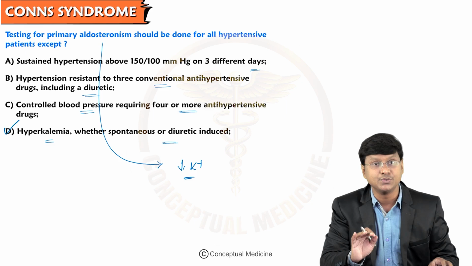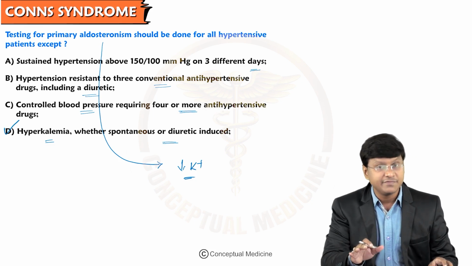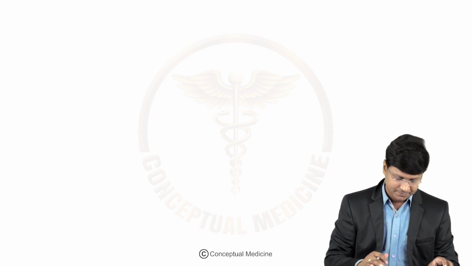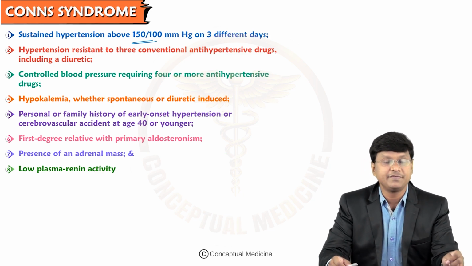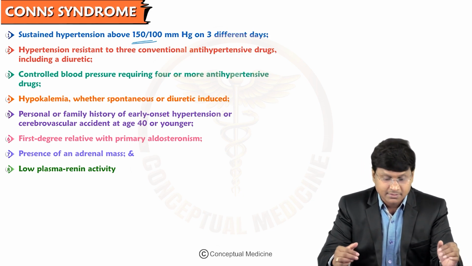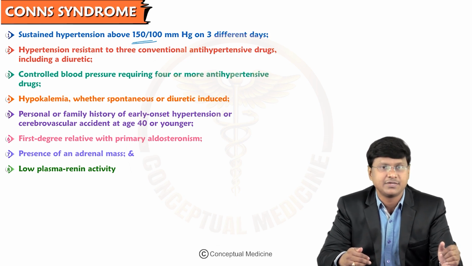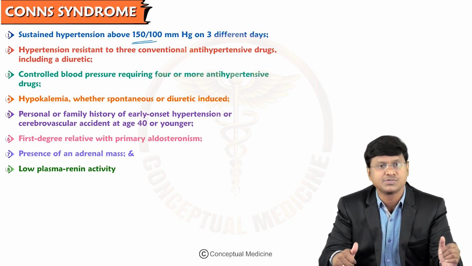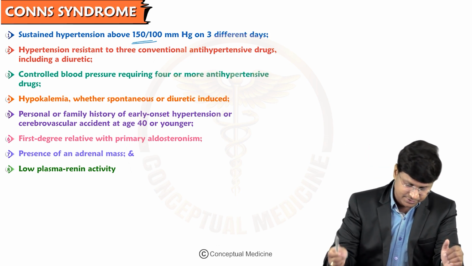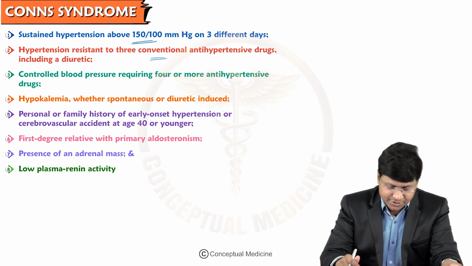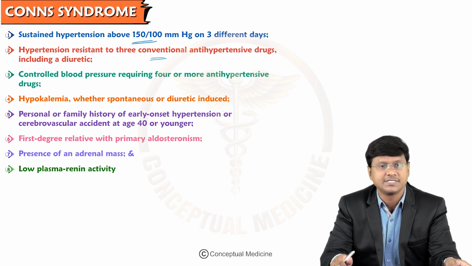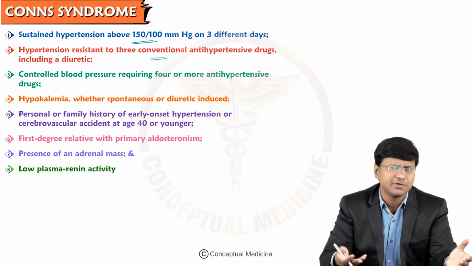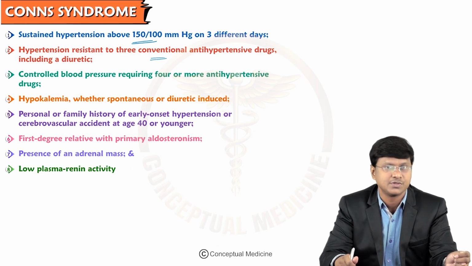Now, let me tell you the indications for testing aldosterone in which clinical scenarios. I have a big list, I'll just show you. These are all the conditions, like sustained hypertension above 150 by 100 on 3 different days. It is not that you have to check only for primary hyperaldosteronism; you have to test for all the secondary causes of hypertension. Next, hypertension resistant to 3 conventional antihypertensive drugs including a diuretic. For resistant hypertension, you have to check for the underlying secondary cause. As part of the workup, you need to test the aldosterone levels also.